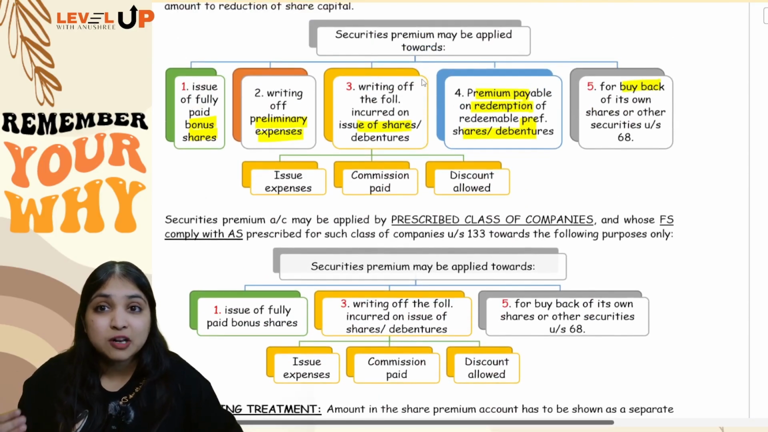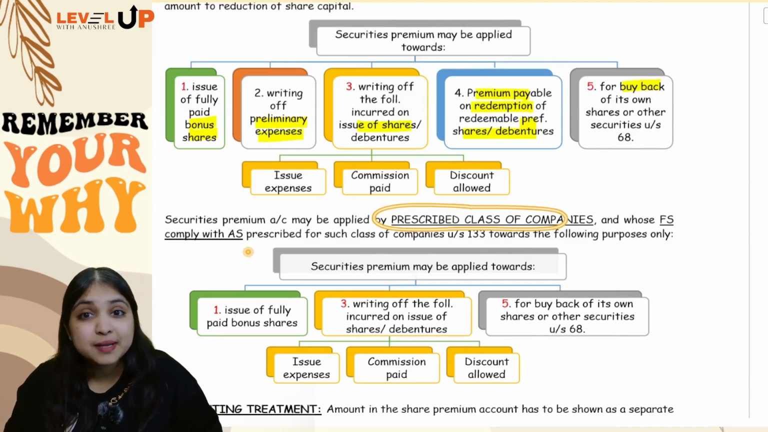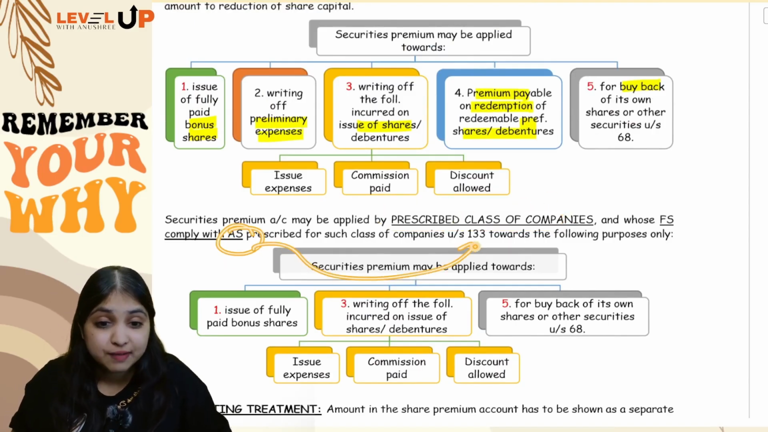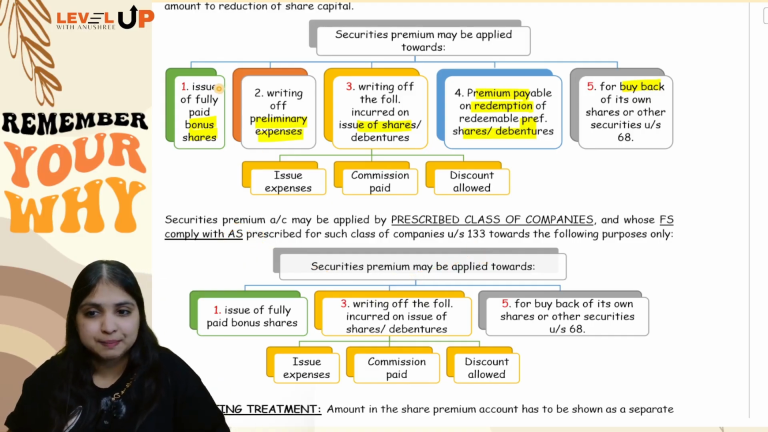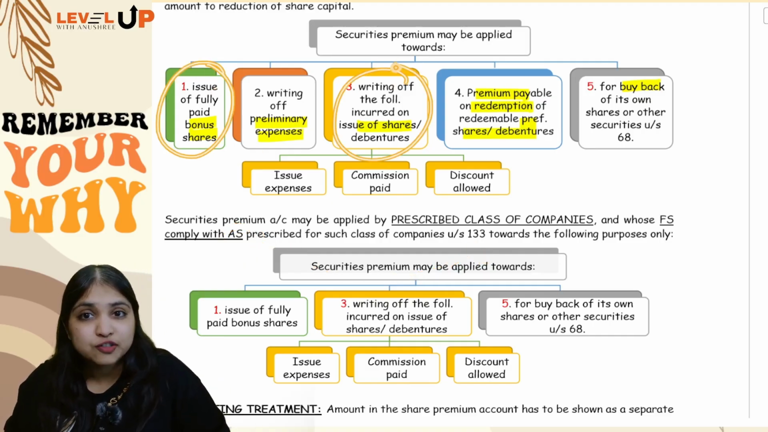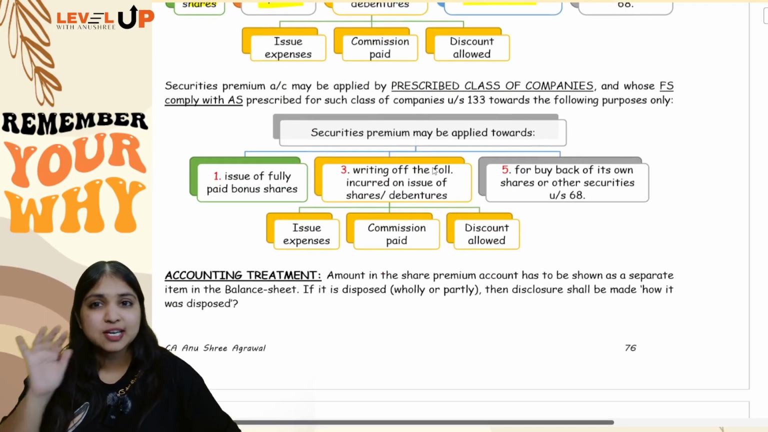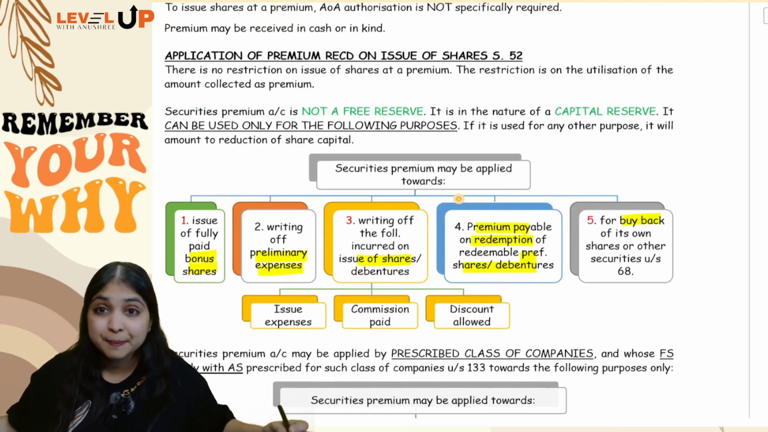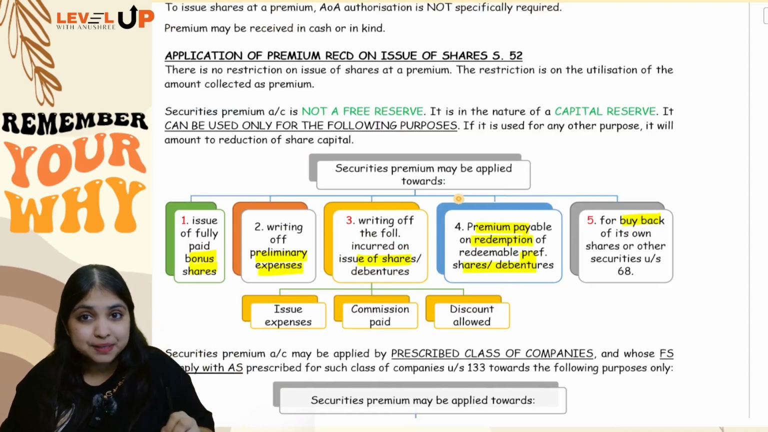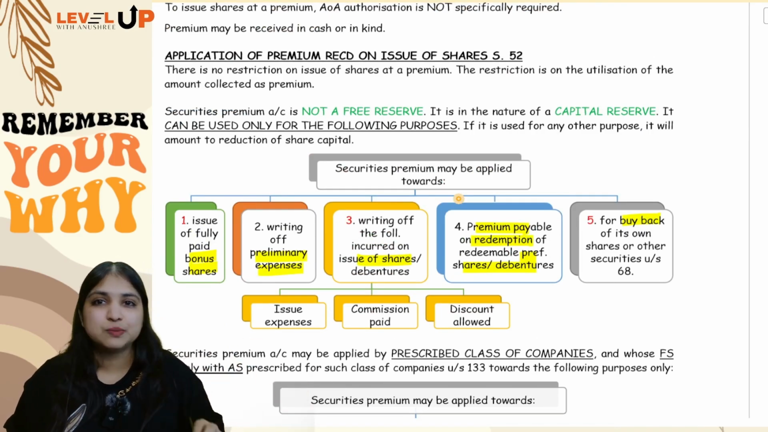But if the company falls under the category of prescribed classes of companies whose financial statements have to be as per accounting standards mentioned in section 133, now these kind of companies can use the securities premium money only for 3 purposes: bonus shares, to write off share issue expenses, and for buyback of securities. Got it, guys? Simple section, section 52. Now what will happen if you start using the premium money for other purposes? If the company starts using the premium money for other purposes, it will amount to reduction of capital, and section 66 will come into the picture.